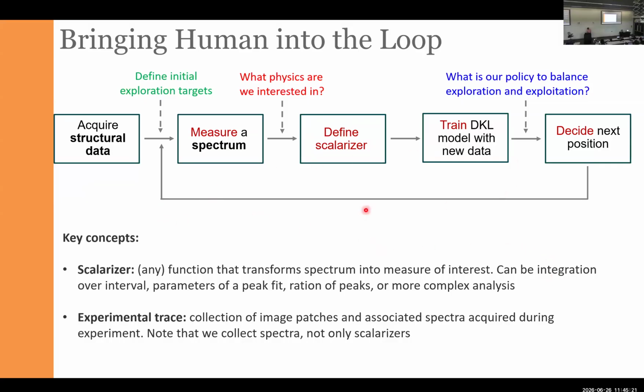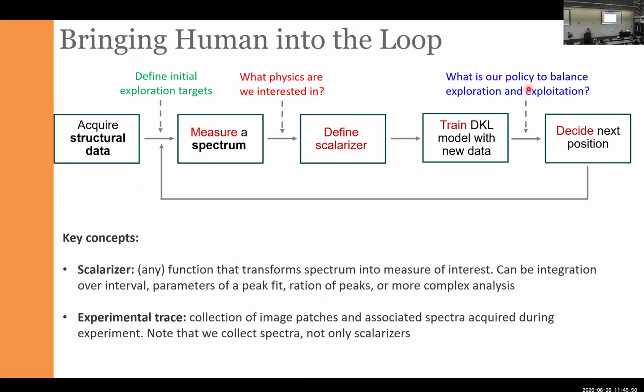And the idea was very straightforward: we have this decision-making loop of the active learning and the deep kernel learning. We can expand it by defining initial exploration targets. So these are our seed locations. And in fact, we can define them very efficiently. We define the physics that we're interested in. That's our definition of the scalarizer. We define the balance between exploration and exploitation.